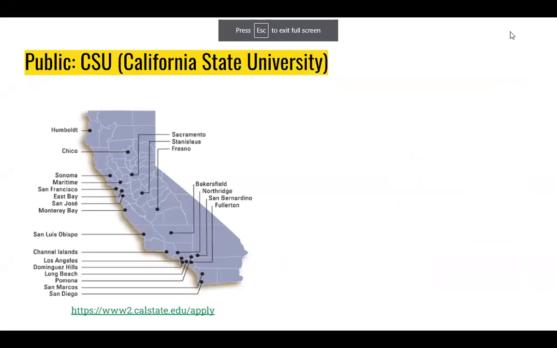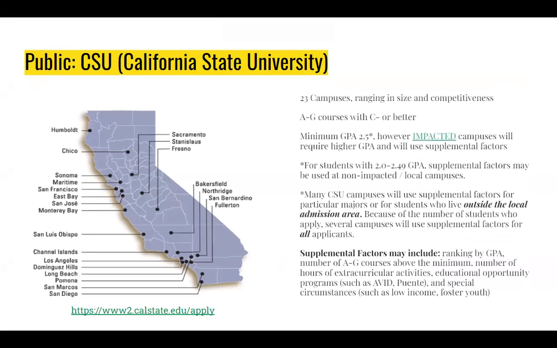first we're going to talk about CSUs. Anyone know how many there are? Not 26, but close. You guys keep going up. It's not up. Huh? 25? 23. There are 23. So they range in size and competitiveness.